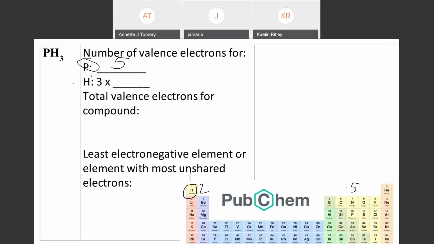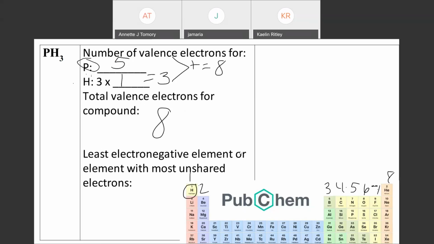Just in case people don't know, those are the s and p block ones. So there's only 1 here. What's 3 times 1? 3. You'd be surprised how many people get that wrong. What's 5 plus 3? 8. All right, so we have 8 electrons we're dealing with now.